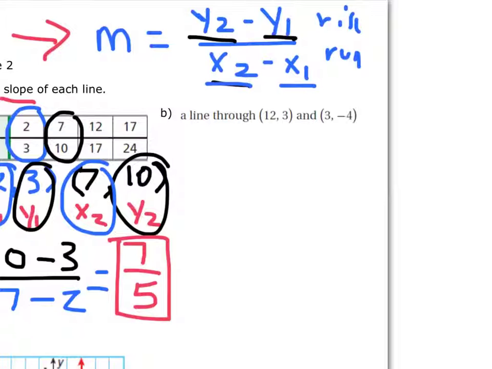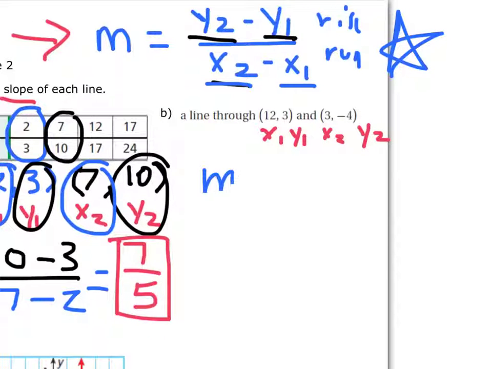Alright, on letter B here, once again, we want to find the slope of this line. Here, they just give us 2 points, so we just need to name them. Call this one x1, y1, and this one x2, y2. Now we're going to use the formula up here again.